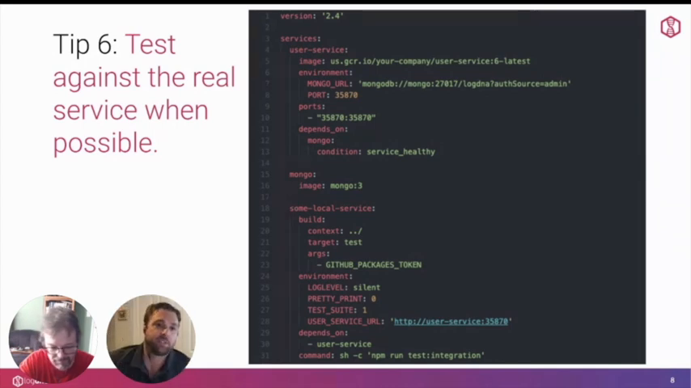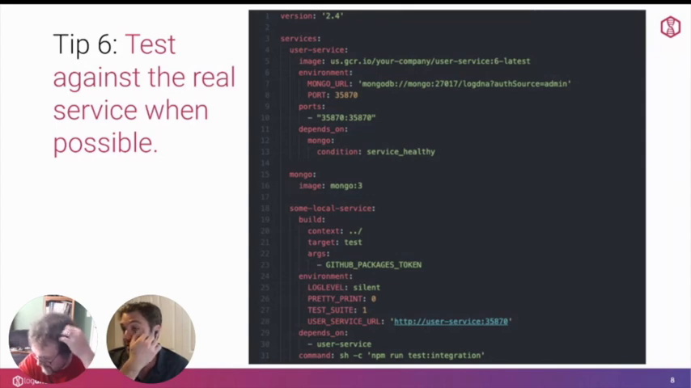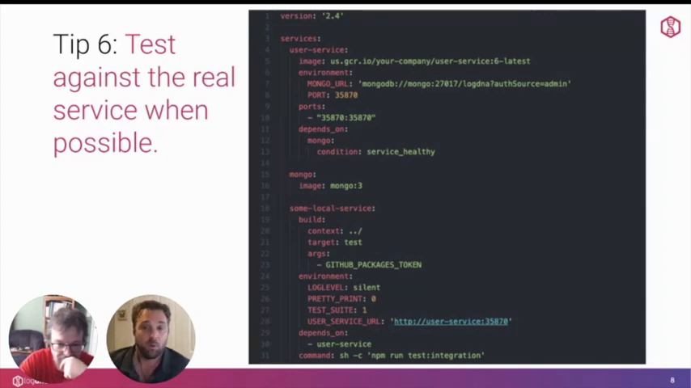This is a big one, testing against the real service when possible. When you're testing in a SaaS environment, you should be spinning up the actual services if you can. In this example, the user service is some other service, but we have a Docker image of it. So spin it up. Here we're running version 6, whatever the latest version of that is, and we're spinning it up. There's no substitute for the real thing. So if you can, this is definitely what you want to do.